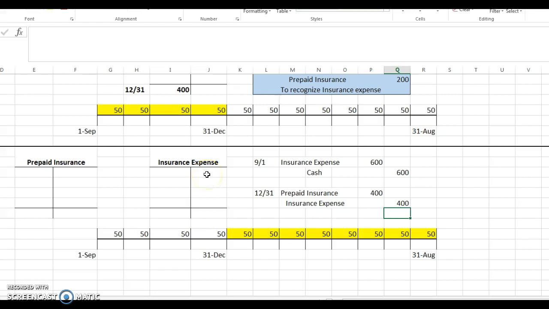So how does that look? Well, on 9/1, we debited $600. And then at 12/31, we're crediting $400. What does that give us at the end of the year? It gives us a net debit balance of $200 in insurance expense. Well, guess what? That's exactly what it should be. This is the portion of our spending that actually has been incurred as an expense, and that is $200. All right, we will then at 12/31 recognize and have a $400 balance in our prepaid insurance.